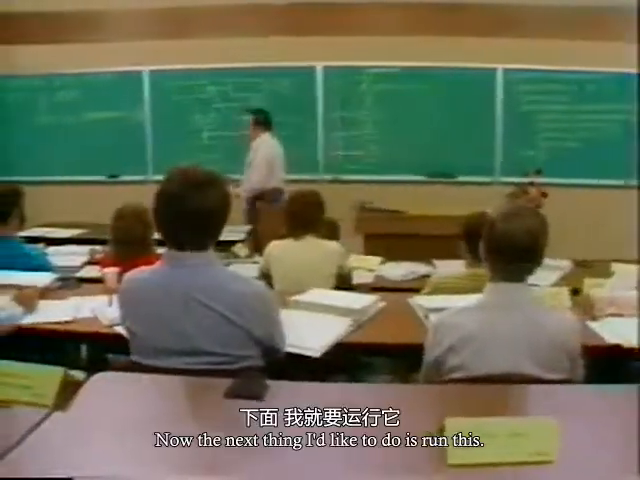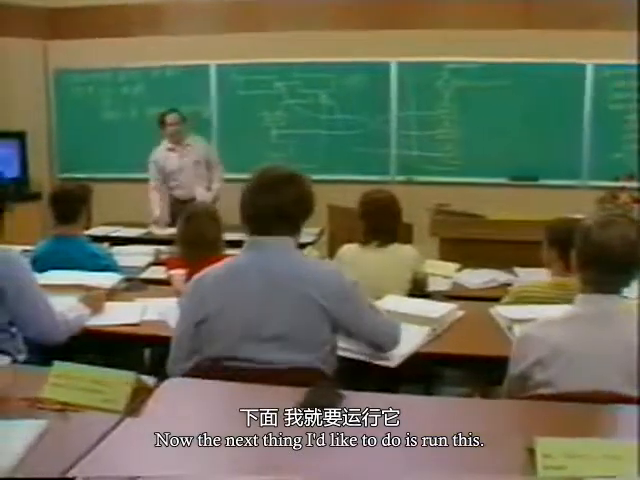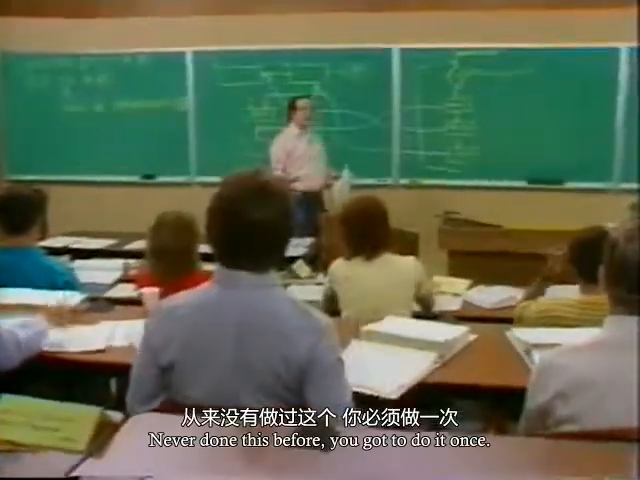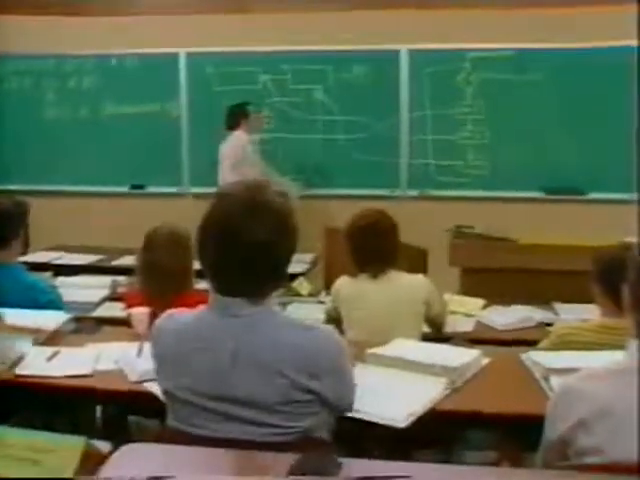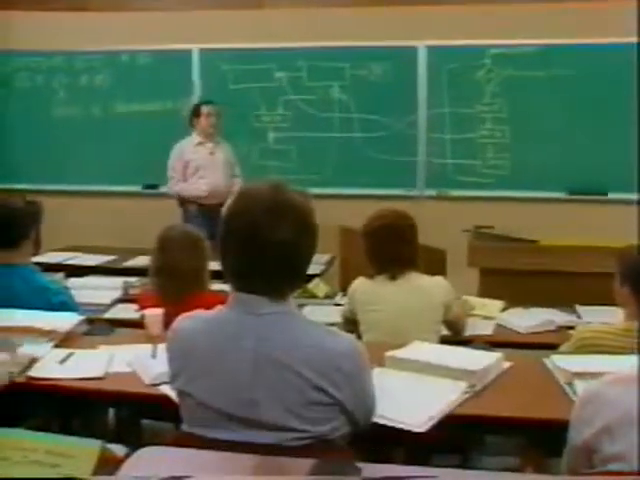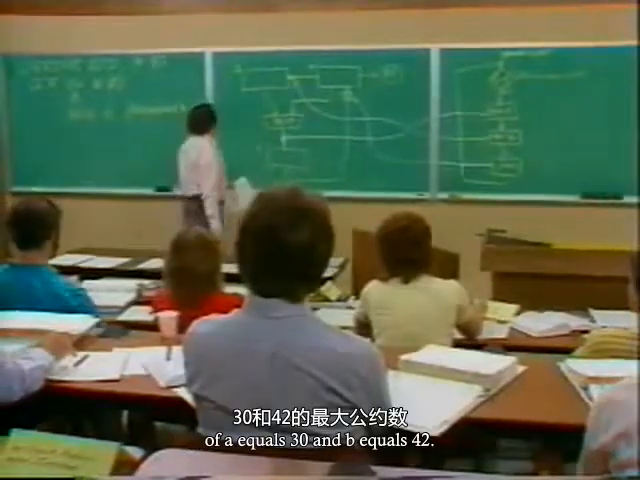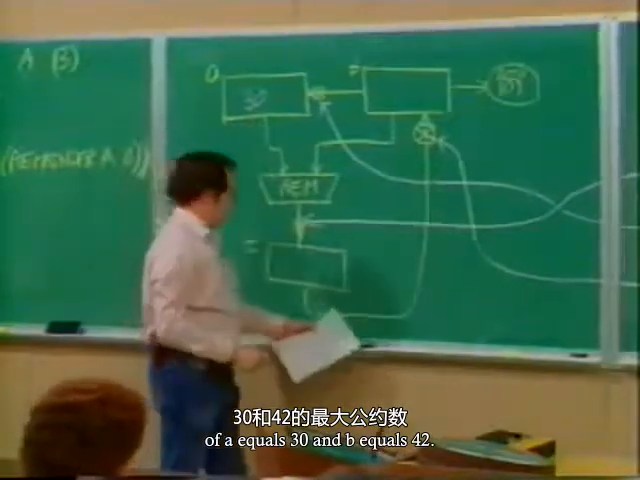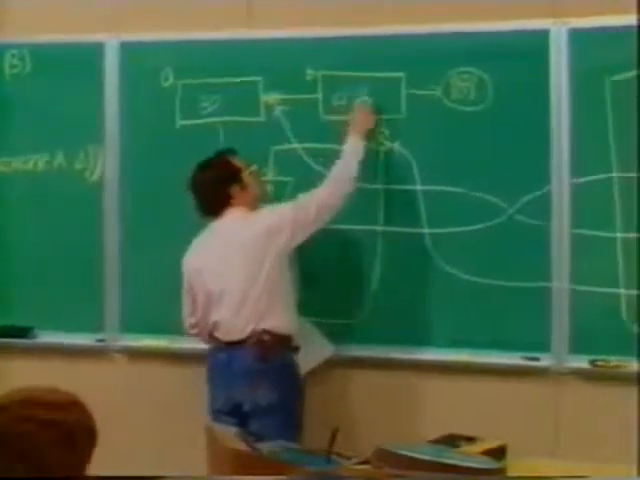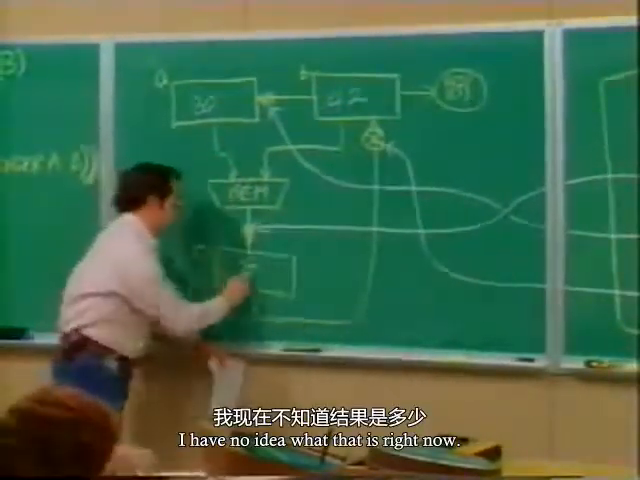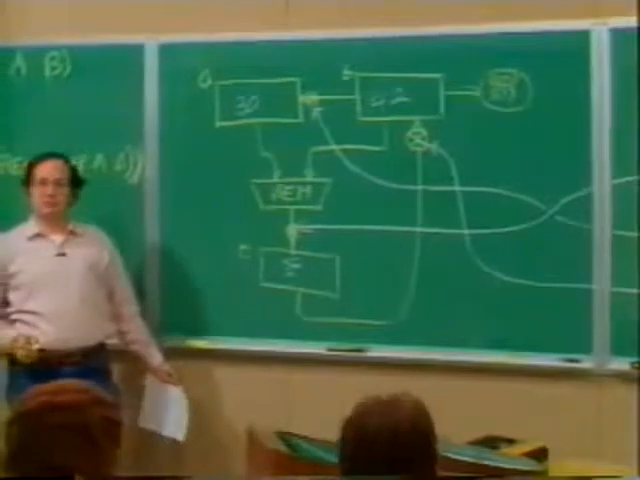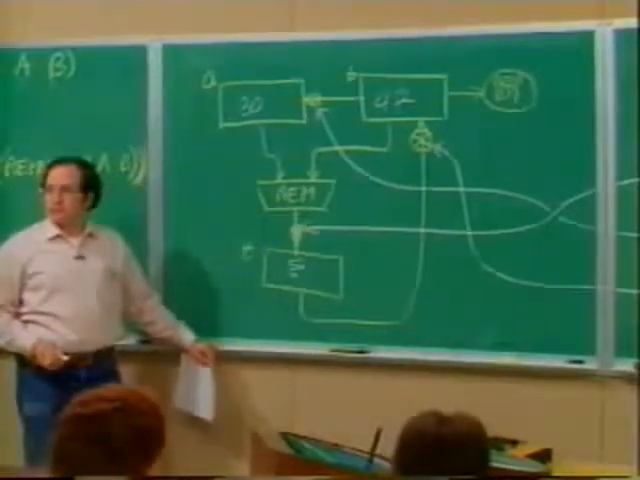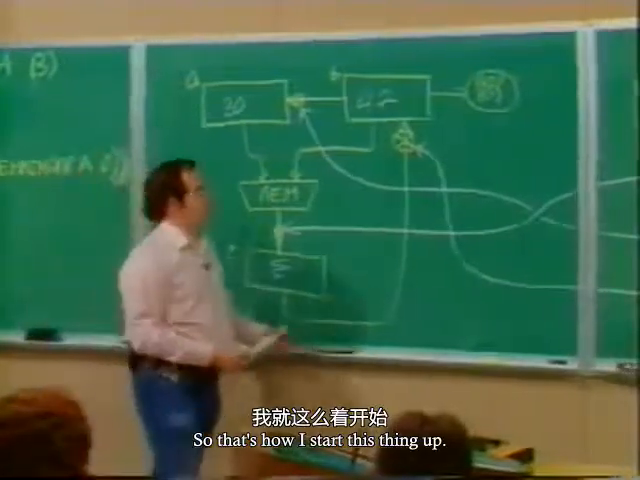Now, the next thing I'd like to do is run this. I want us to feel it running. Never done this before, you got to do it once. Okay? So let's take a particular problem. Suppose you want to compute the GCD of A equals 30, okay, and B equals 42. I have no idea what that is right now, but A is 30 and B is 42. So that's how I start this thing up.